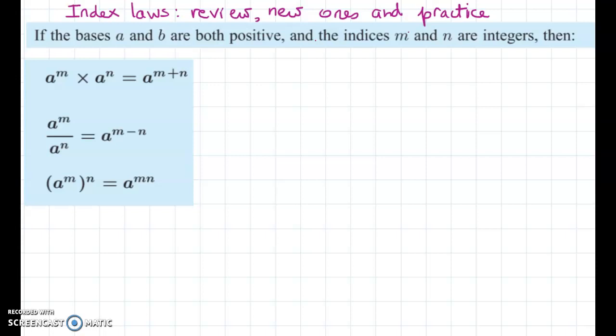Hello, in this video we are going to continue our work with index laws. We are going to review the ones we have seen already, we are going to introduce new ones, and we are going to practice a bit.